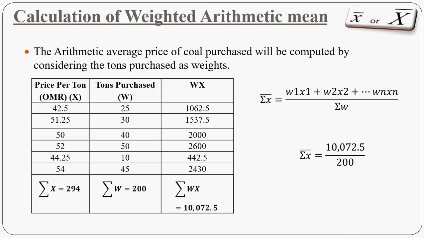So, weighted arithmetic mean is equal to sigma wx divided by sigma w. This is the formula. So, 10,072.5 divided by 200, the total will be 50.3625. So, this is the solution with regards to this problem.